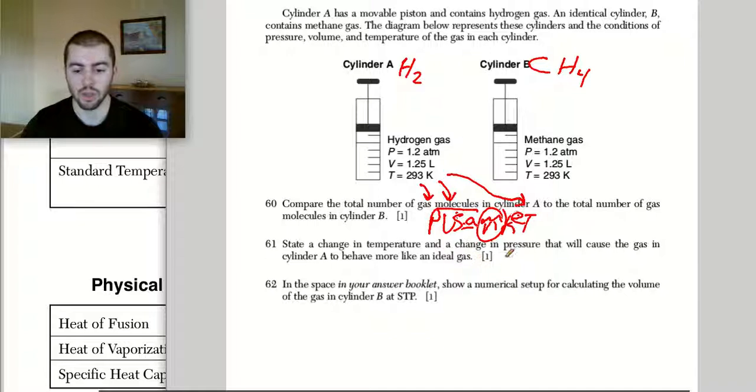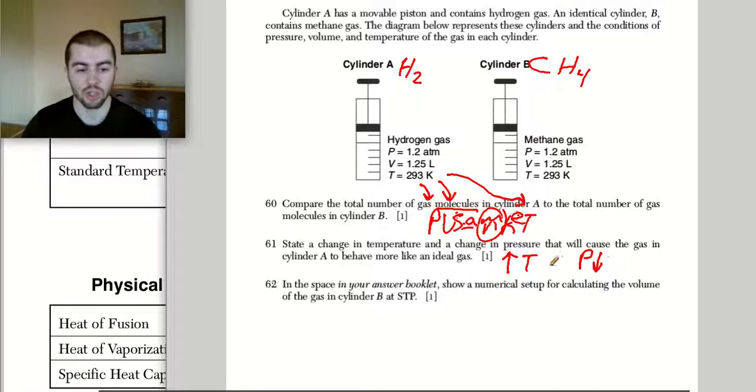For question 61, what would cause this gas to behave more like an ideal gas? If we have an ideal gas, we want the particles to be really spread apart. We don't want there to be forces of attraction between the particles, so being spread out more would help with that. We want them to be in random straight line motion. These are some of the ideas that we are looking for with an ideal gas. So if we want the gas to behave more ideally, the two things that we could do would be to increase the temperature and decrease the pressure.